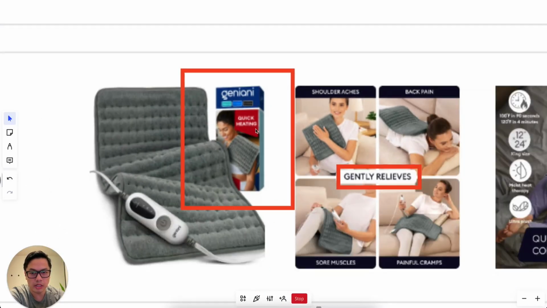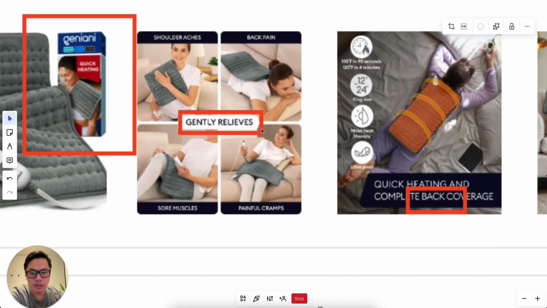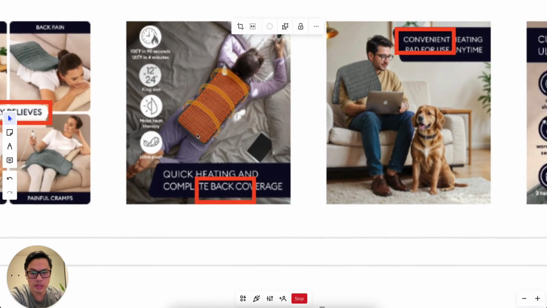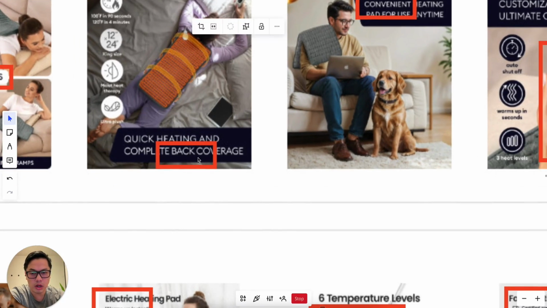Big call out here is quick heating. They talked about different types of applications, so sore muscles, painful cramps. So yeah, we looked into that. Talked about sore muscles. Has a UGC on the back, shoulder. Okay, this one here is a really good picture of a UGC on the application on the back, and shows how large it is. Even a call out for the back.